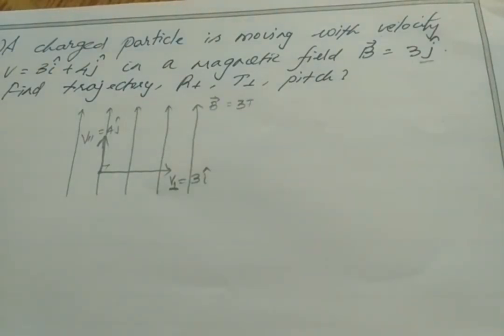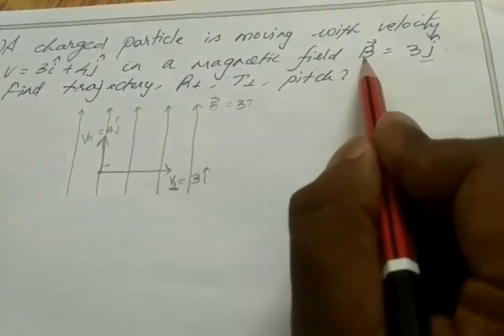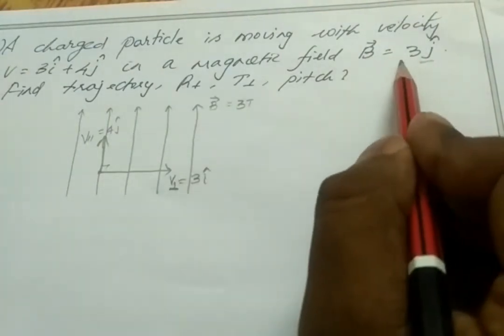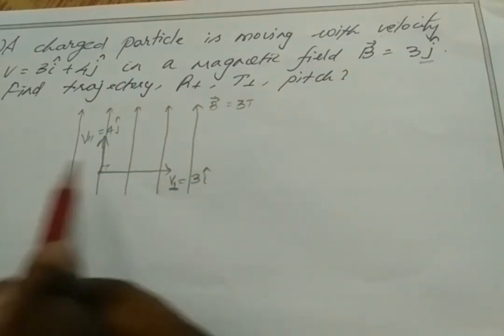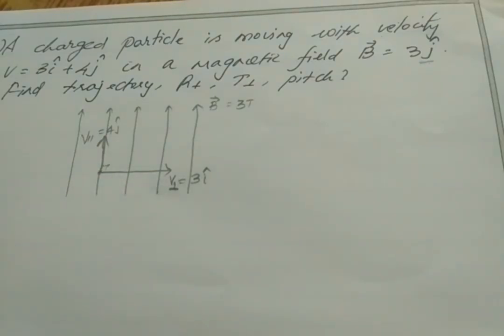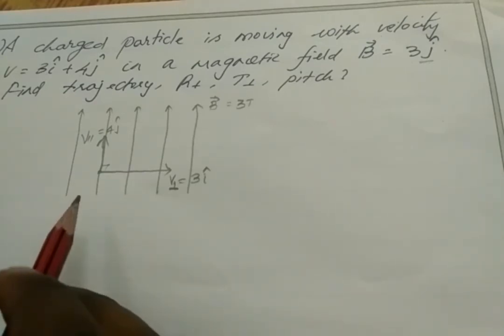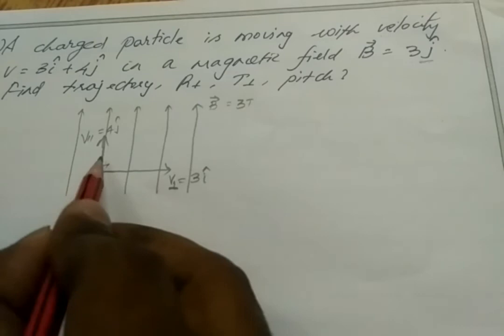Clear? So first you have to draw the direction of the magnetic field. Then you have to find the direction of velocity. Okay. So what will be the trajectory here? Since we have two components, we have a resultant component, right? So how will my charged particle move? It moves in a helical motion, but the helical motion is in the YZ plane. So the charged particle moves like this.